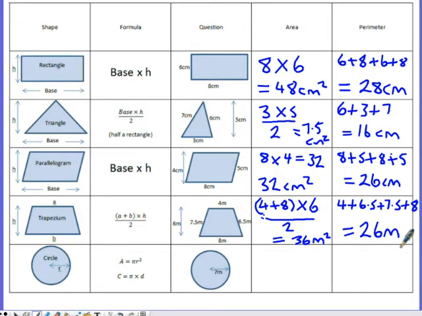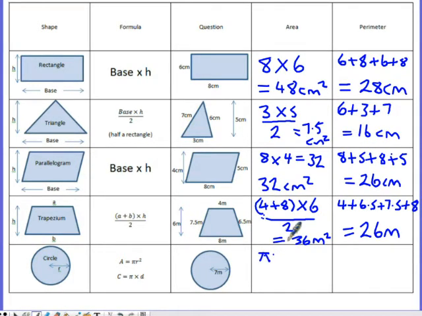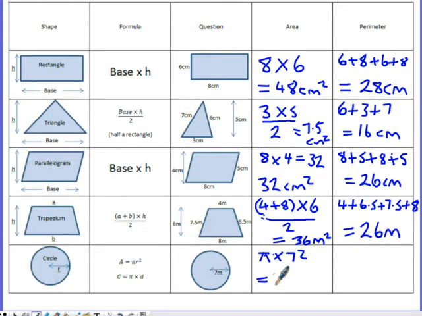We've already looked at a circle. The area is pi r squared, where r is the radius, in this case 7. So we're going to do pi times 7 squared. Type that on your calculator. And we get 153.9 meters squared. And the circumference is pi times diameter.